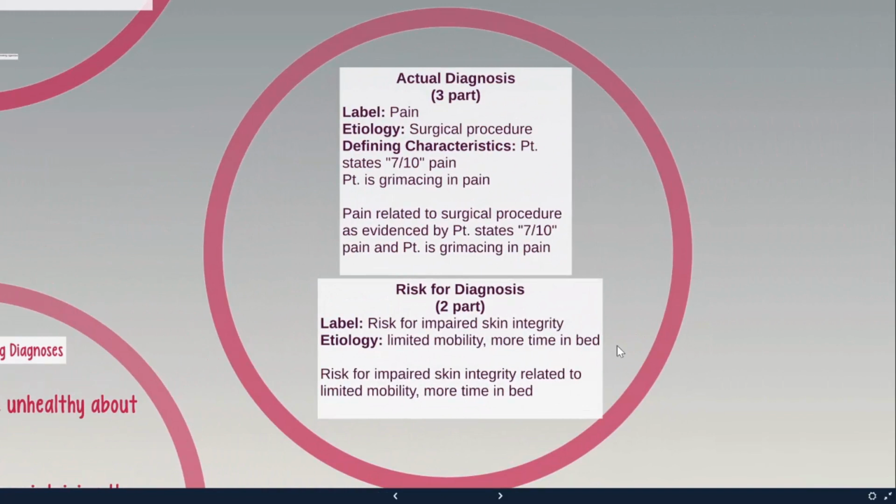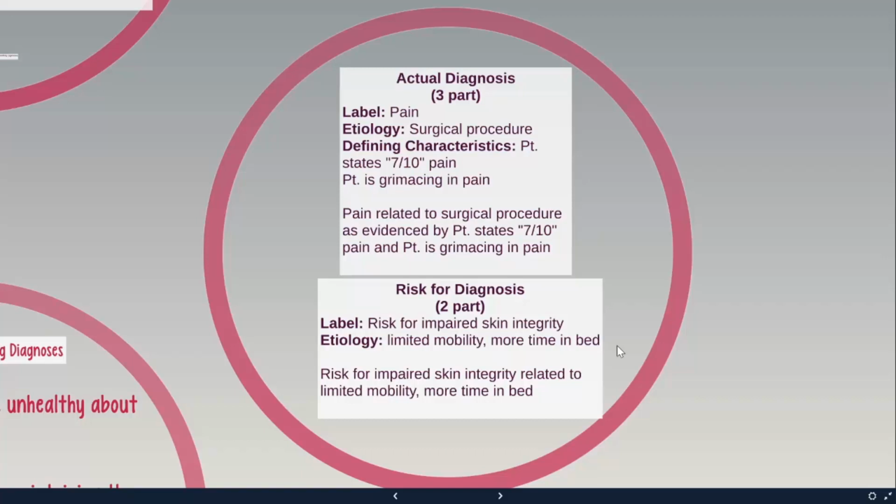So let's look at these for our patient. The top one is pain. We have pain related to surgical procedure as evidenced by patient stating 7 out of 10 pain and patient is grimacing in pain. So you see we broke it up into three parts, and I would suggest as you're learning how to do these that you put the three parts there and make sure you fill in each of those parts. So label is pain, etiology is surgical procedure, and defining characteristics is patient states 7 out of 10 pain and the patient is grimacing.